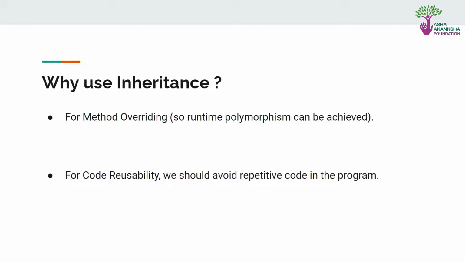So why do we use inheritance? Inheritance is used for method overriding, so runtime polymorphism can be achieved. Polymorphism can be achieved using inheritance, and it is also used for code reusability. What it does is help in avoiding repetitive code.